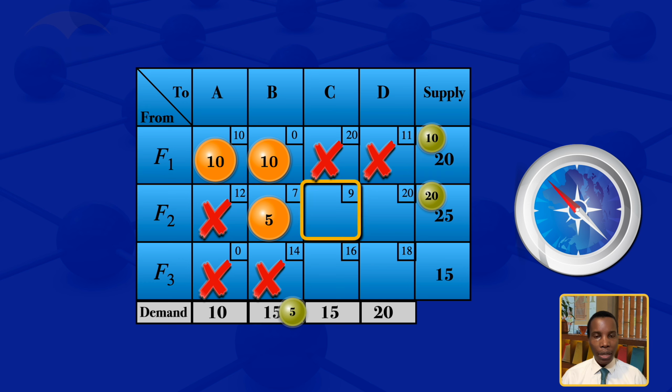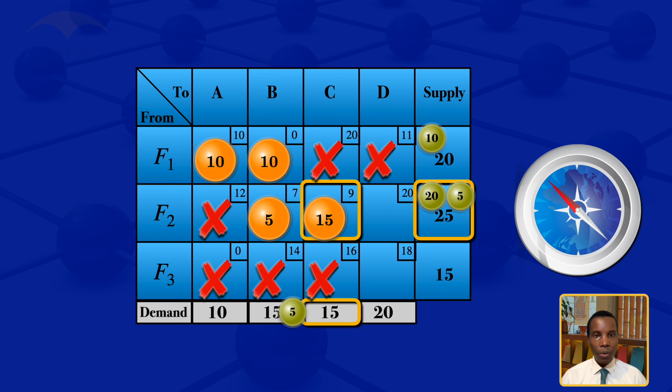To see how much we can allocate, we look at the supply. We had 25, we are now left with 20. The demand is a 15. So we take the minimum of the 15 and the 20, and that minimum there is a 15, so we allocate 15 units here. But the moment we allocate the 15 units there, we have now reached the demand constraint for column C. So we can no longer allocate in column C, so I would have to cross out here to indicate we can no longer allocate. And then when we allocated this 15, we will subtract it from this 20 and we will remain with a 5.